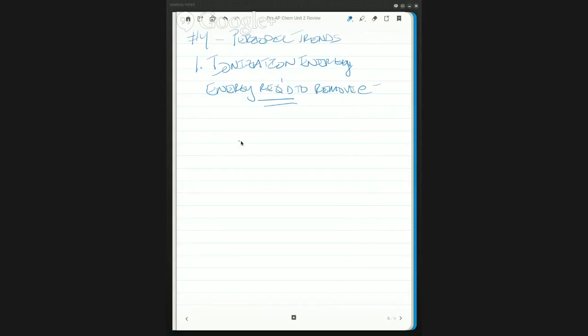And as we move left to right across the table, what happens to the ionization energy? And you would say, well, hey, it increases. And I would say, that's fantastic. Can you explain why? You would need to say that as you move left to right across the table, the effective nuclear charge increases.